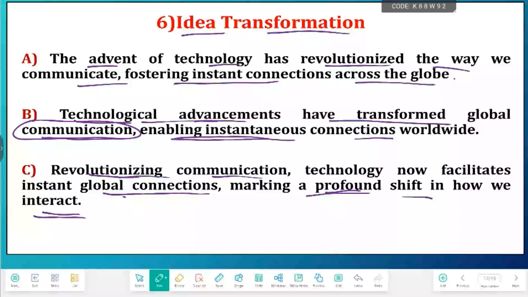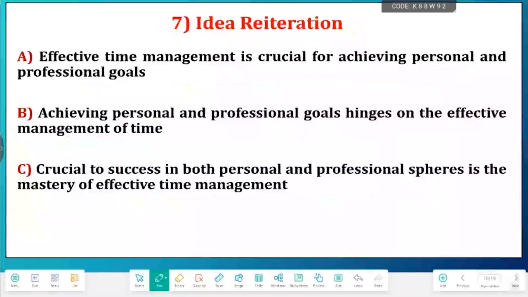लेट्स मूव ऑन टू द नेक्स्ट स्ट्रक्चर, दैट इज आइडिया रीआइटरेशन. नाउ व्हाट इज आइडिया रीआइटरेशन, Iteration is by far the easiest one of the three. Like, of the three means idea explanation, idea transformation, and then idea reiteration.